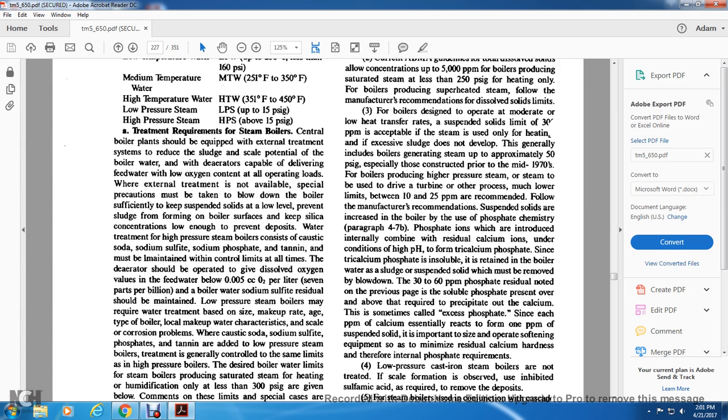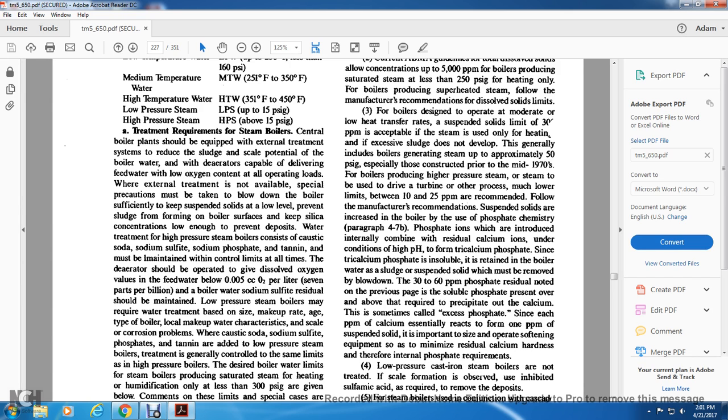Phosphate ions, which are introduced internally, combine with the residual calcium ions under conditions of high pH to form tricalcium phosphate. Since tricalcium phosphate is insoluble, in the boiler it forms a sludge suspended with the solids, which must be removed by blowdown.